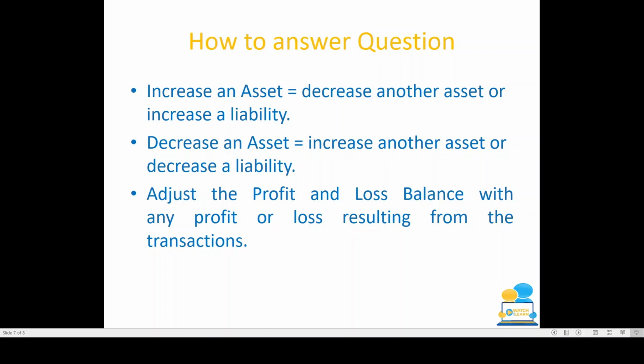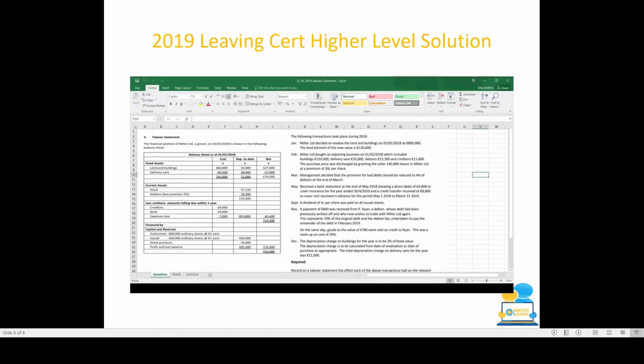And any item that affects the profit and loss, you would adjust the profit and loss balance, which is down in liabilities, with any profit or loss resulting from the transactions. So the tabular statement is a snapshot of the balance sheet. So any profit and loss items will go in the line profit and loss balance. So now we are going to have a look through the fully worked out solution of the 2019 Leaving Cert Higher Level Question 4 on tabular statements.